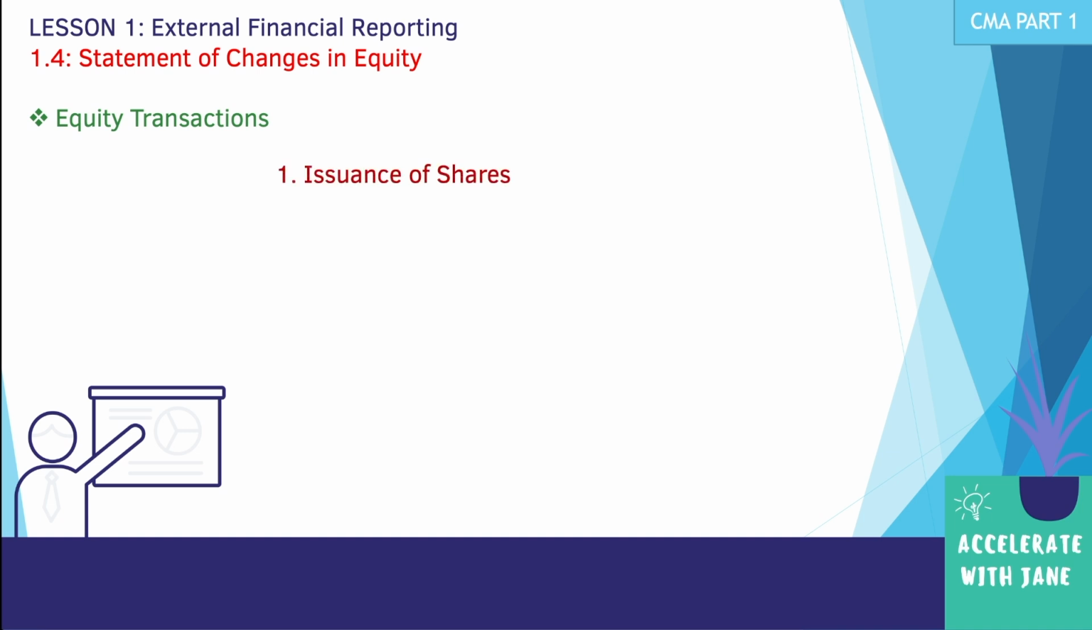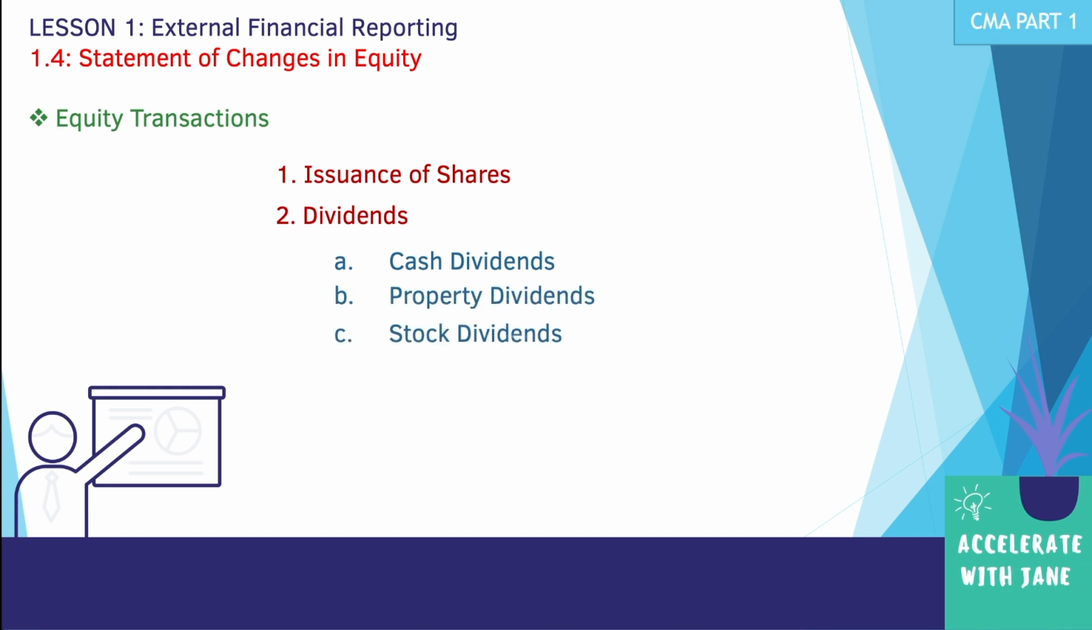So first, we have here issuance of shares. Second, dividends or dividend declaration or dividend payment. So for dividends, we have three. First, we have cash dividends. Second, we have property dividends. Third, we have stock dividends. And another equity transaction, the share split. And fourth is the repurchase of shares or treasury shares.